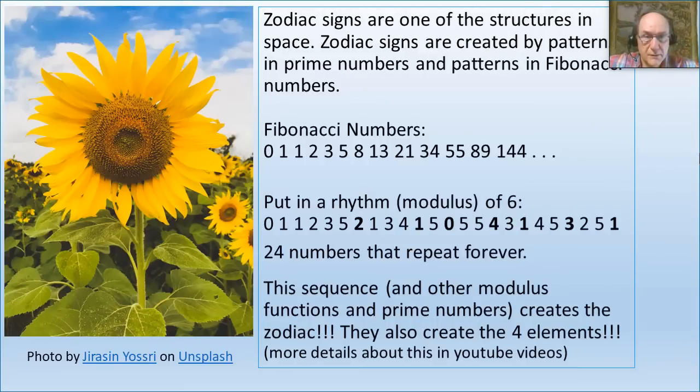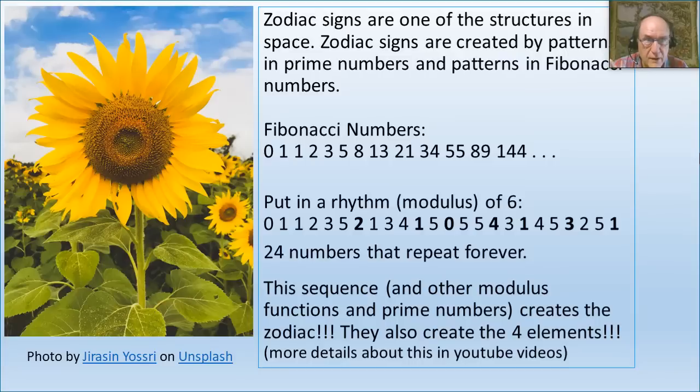Here's the bottom line. The theory is that Fibonacci numbers in modulus functions create the zodiac. That's where they come from. And there's a lot more to it. We have ideas about why Fibonacci numbers exist and how. There's more to it, but that's the basic idea.